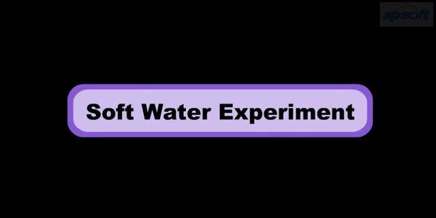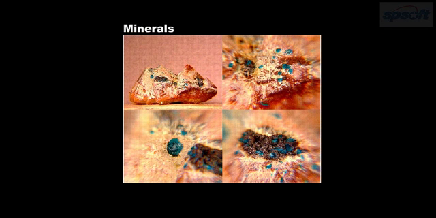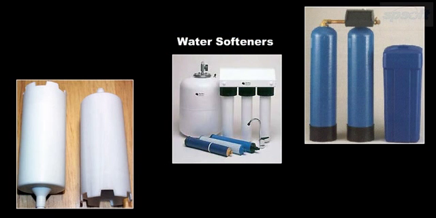Soft water experiment. Tap water in many parts of the country contains minerals that can interfere with the cleaning ability of detergents. That's why water softeners are popular in these locations. Water softeners remove these minerals. In this experiment, we will make hard water from distilled water, which contains no minerals and is therefore soft.